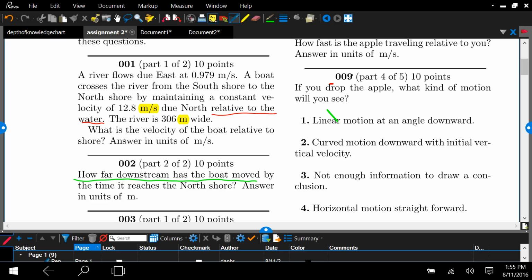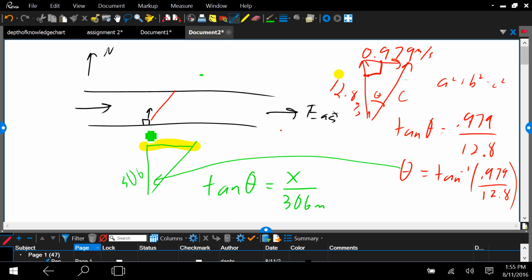Yeah, 306 meters wide. And the width here, it's important that that is the distance from north to south, okay, because the boat crosses the river from the south shore to the north shore, as we have drawn right here. So the boat starts here on the south shore and goes to the north, and we're looking for this little distance right there, okay? So that is how you solve number 1 and 2. It is very much just a problem of right triangle geometry.